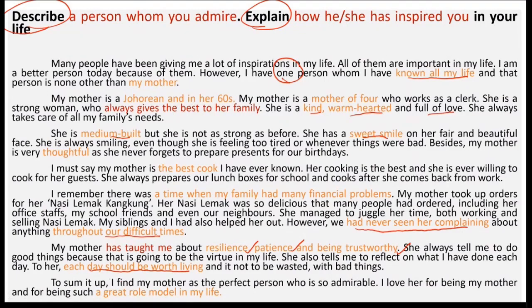To sum it up, this is the last one. Last paragraph, I find my mother as the perfect person who is so admirable. The word admirable is mentioned in the title. I love her for being my mother and for being such a great role model in my life. So, you see that the description is given in the first 3 paragraphs. The explanation is also given why the mother has inspired her in her life. So this is a sample essay that I can show you, and this is about 350 words. So this is one sample.